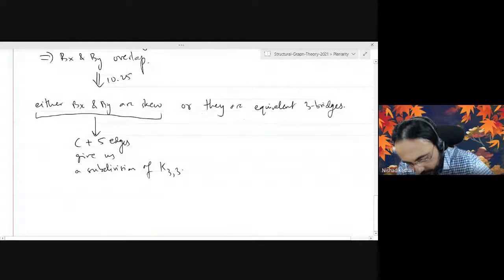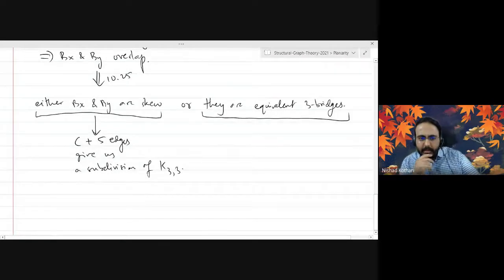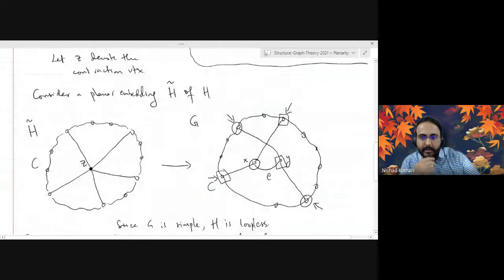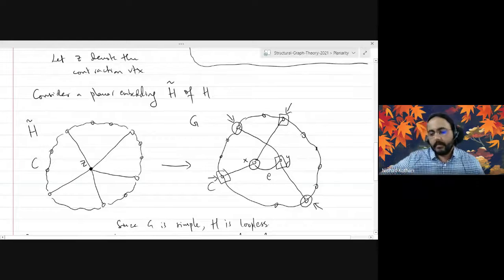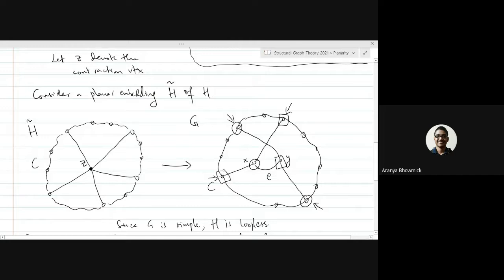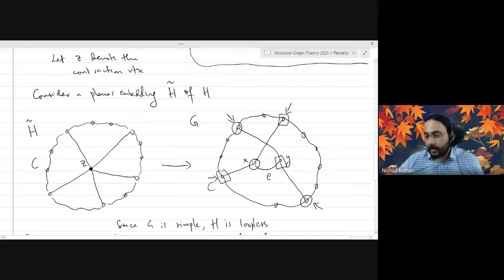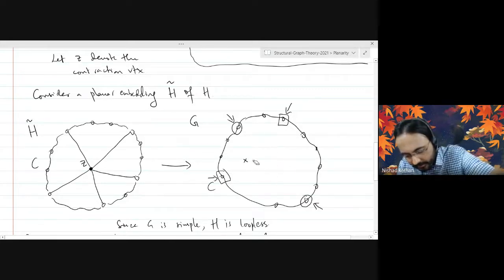So that's that case. Now let's look at the equivalent three bridges case. Are there any questions about how we got a subdivision of K33? Is everybody convinced? In the case of equivalent three bridges, both X and Y must have exactly three neighbors, and their sets are the same. That case is much more constrained, because in every other case you can find a subdivision of K33. I'll comment a bit more about this in a few minutes. Okay. But you are right. So now let's look at the other case where we have equivalent three bridges.